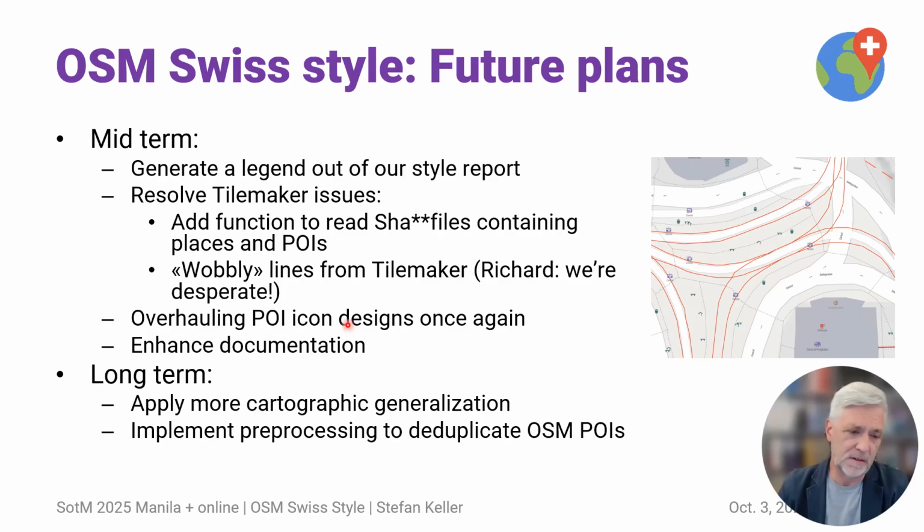Then we are planning to do an overhaul once again of the POI icons to make it even nicer and smoother. And then the usual thing to enhance documentation, to also make it easier to potentially participate on that style and enhance it and maintain it. In the long term, there are many ideas to apply more cartographic generalization techniques. And also, I have some thoughts on deduplicating OpenStreetMap points.